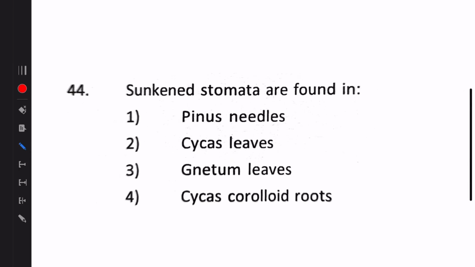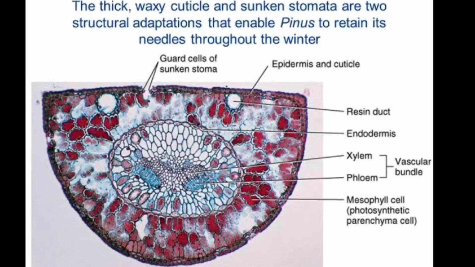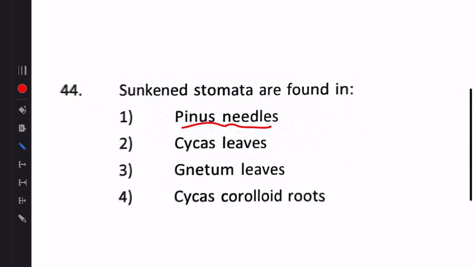Next, question number 2. Sunken stomata are found in. Well, sunken stomata are found in pinus needles. Let's see how. So here is a picture of the pinus cross section of the leaves, and we can clearly see over here the guard cells of sunken stomata, and below that sunken stomata can be seen, right? Okay, so answer is number 1.